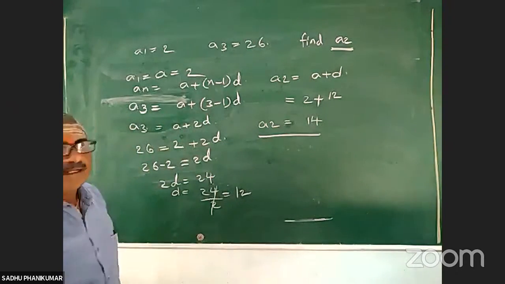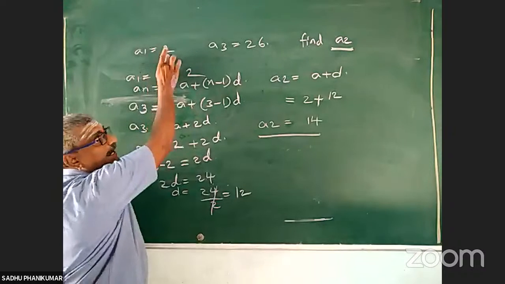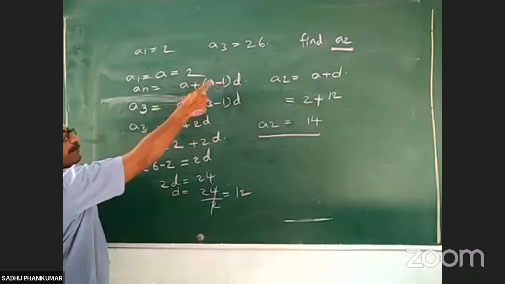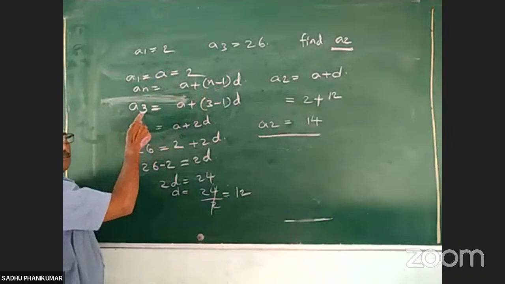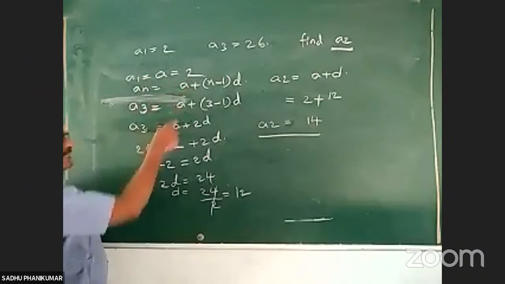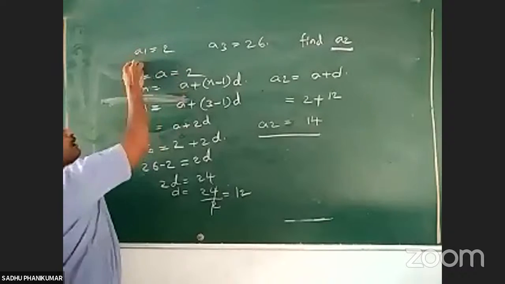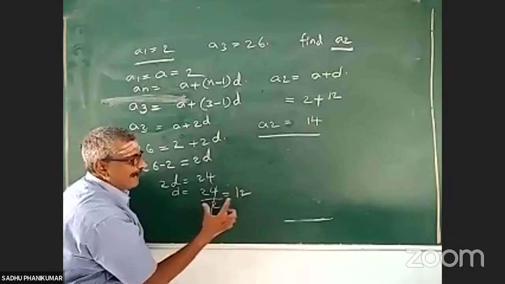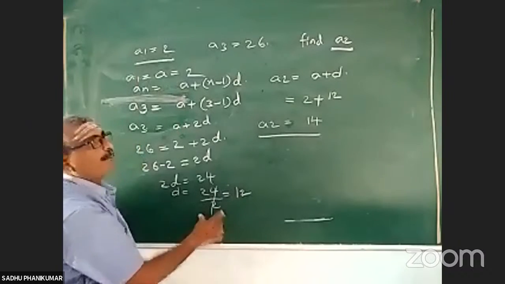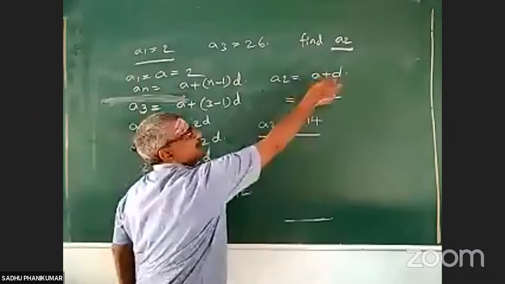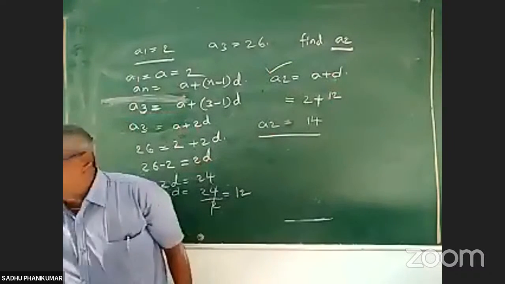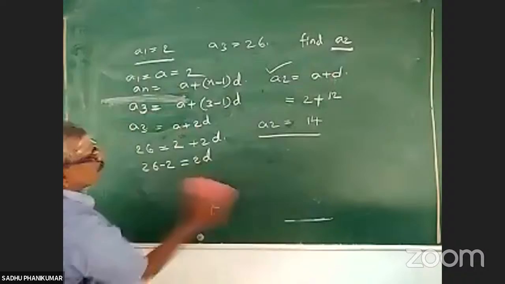Okay, clear? First of all, it was given A1 and A3. So we write the general form. In that we have taken the form A3. In that one, we substitute the value of the first term A1, and by substituting the value, we got the value of D. So by substituting the D value, A plus D, that is A2. Like that, we can find the term we require.